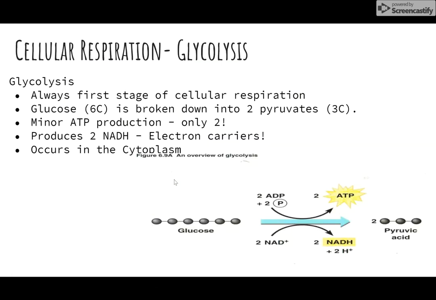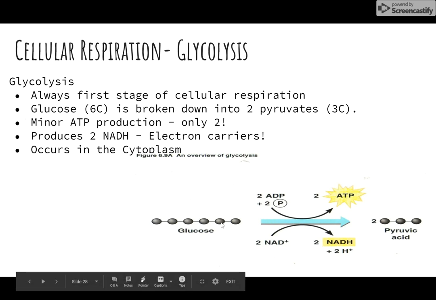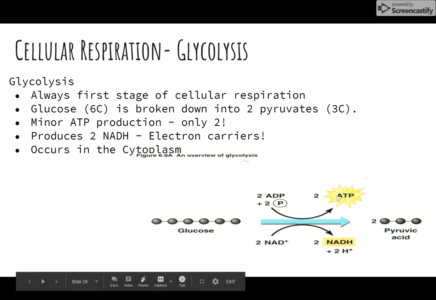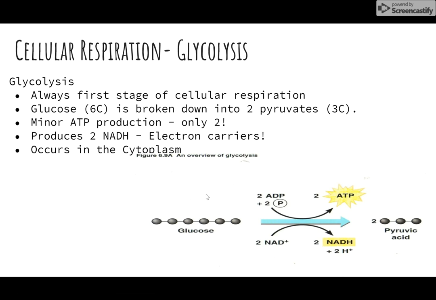Okay, so let's break down glycolysis. Glycolysis is always the first stage of cellular respiration. This has to begin the process. So we're going to take glucose and we're going to break it apart into 2 molecules of pyruvic acid or pyruvate. It's the same thing. We make a tiny amount of ATP here, just 2 molecules, and we make 2 NADH molecules. And again, remember this occurs in the cytoplasm.